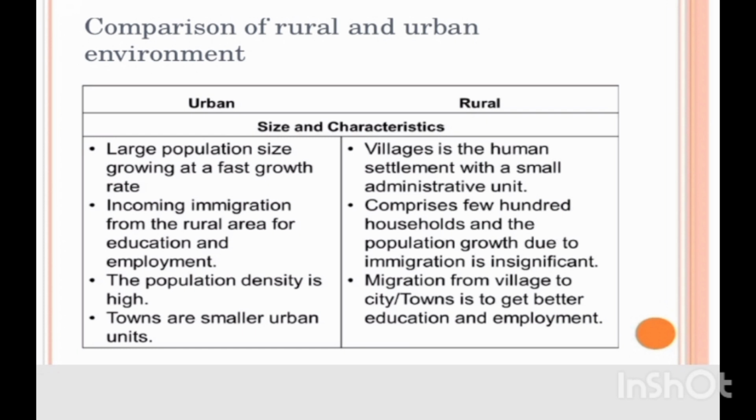The rural landscape. Conversely, rural environments are characterized by villages, which are human settlements with smaller administrative units. These areas generally comprise only a few hundred households, and population growth due to immigration is insignificant. In fact, the primary movement is often outward, with migration from villages to cities or towns occurring so residents can access better education and employment prospects.